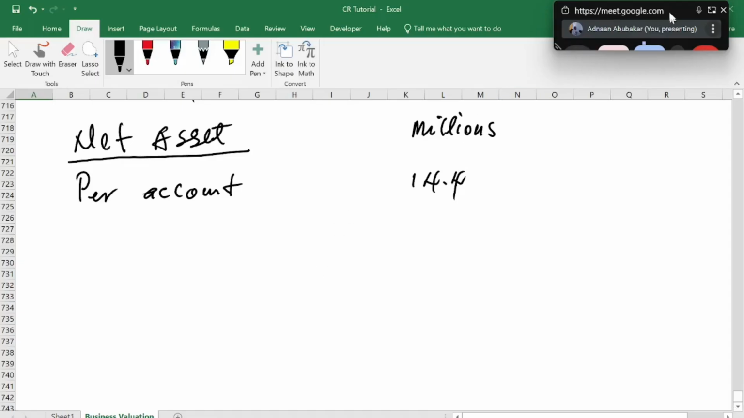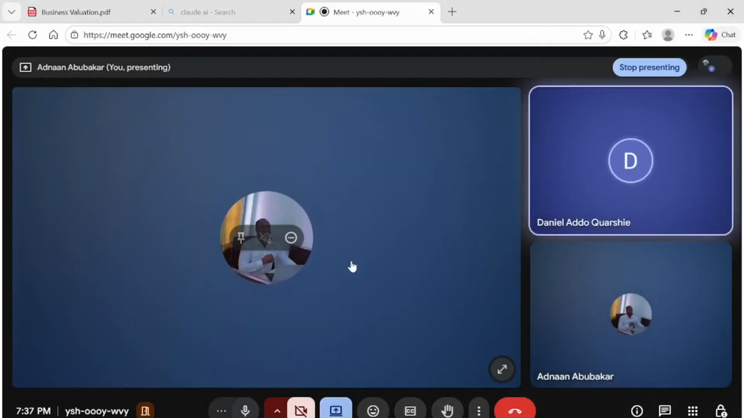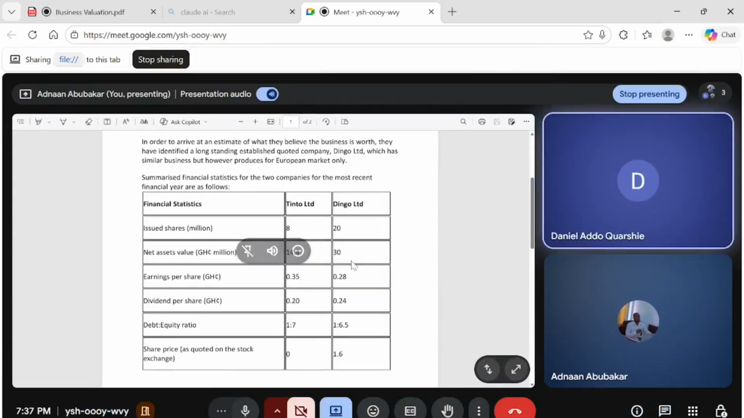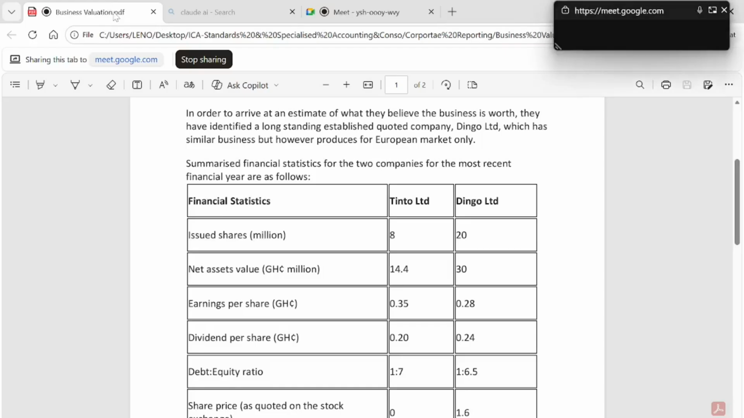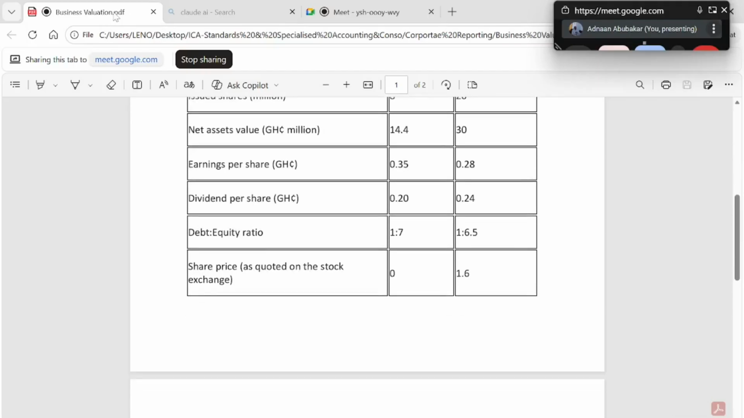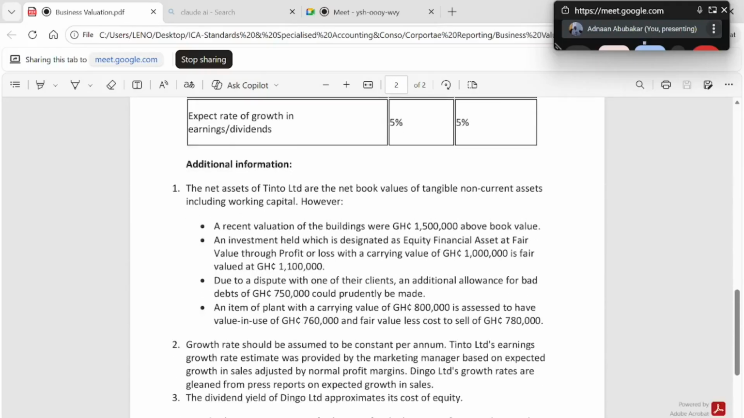Now, let me take you back to the question. That is the nature of the question. After you are done with this one, the next thing is that when you look at the table, there's nothing again with regards to assets. Can you confirm that? Yes, sir. So go into the additional information. What is the additional information saying?